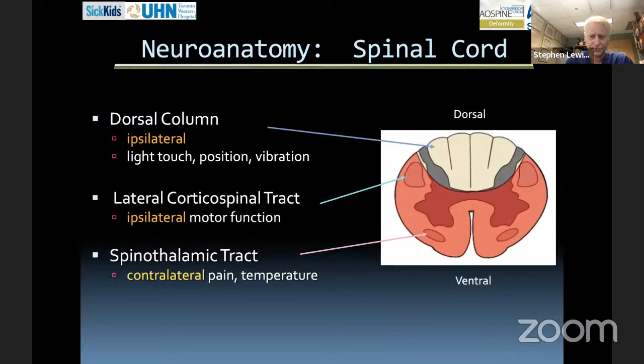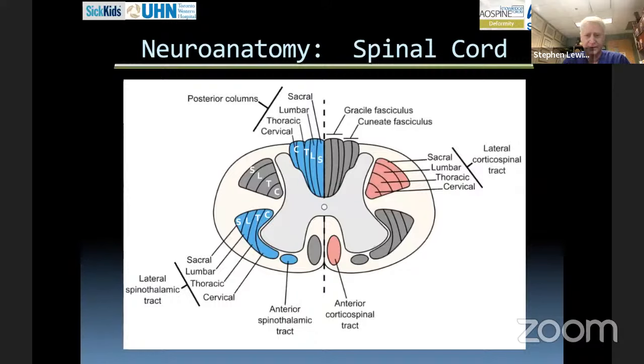For us as deformity surgeons, we really have to look at three tracks. There are the dorsal columns, which are ipsilateral, carrying light touch, position, and vibration, and they're in the back of the cord. Then we have two in the front of the cord: the corticospinal tract for motor, which is ipsilateral, and the spinothalamic tract, which carries pain and temperature and is contralateral. If you know just those three tracks, that's how things are set up.